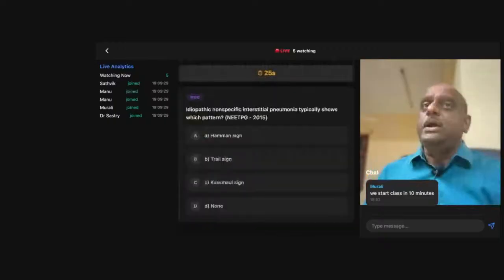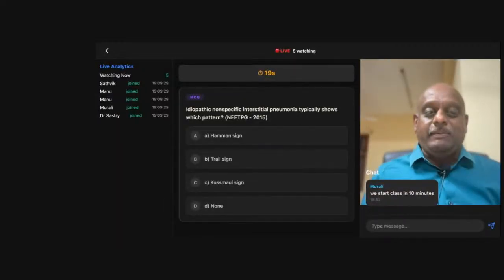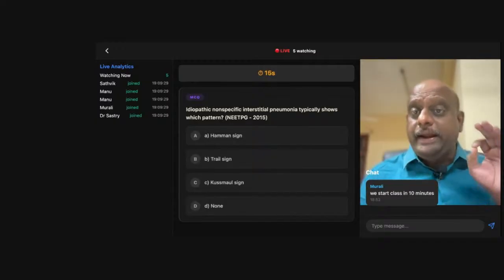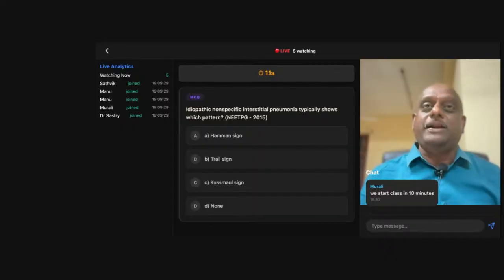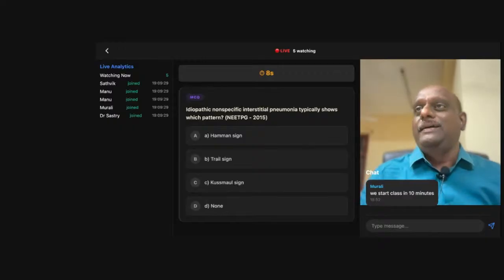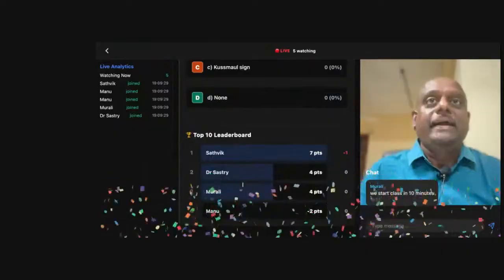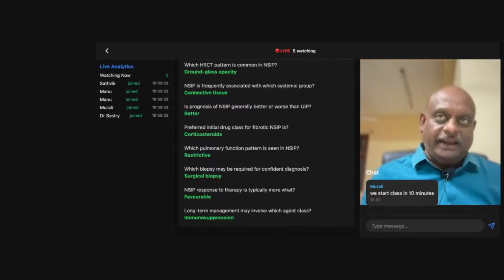Idiopathic non-specific interstitial pneumonia typically shows which pattern? Come on, punch your answer, doctor. Interstitial lung diseases are one of the top favorite topics of the NEET PG examiner. Idiopathic non-specific interstitial pneumonia, typically where do you see? So, it is the Haman sign. Nobody could answer. Satvik and Shastri, both of them missed it.